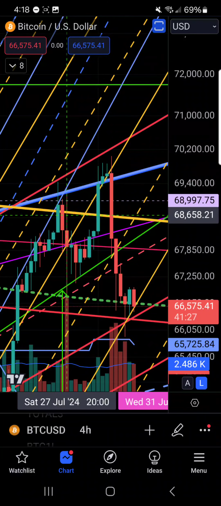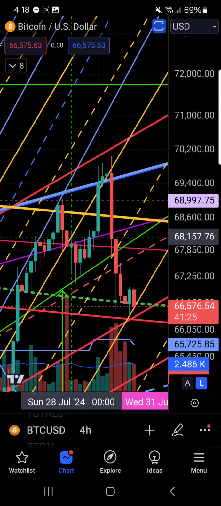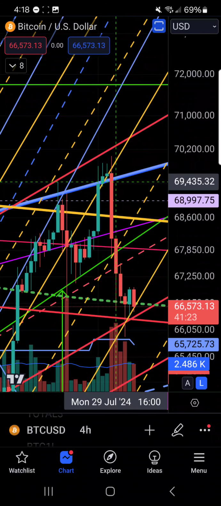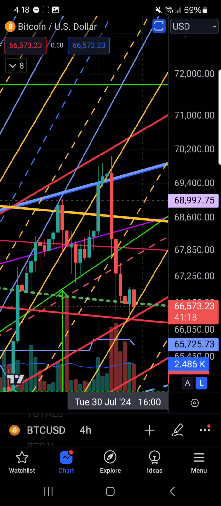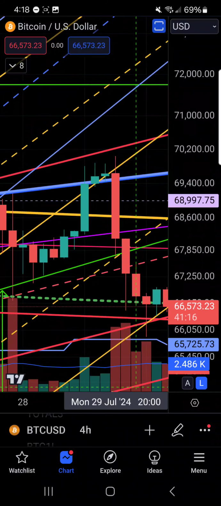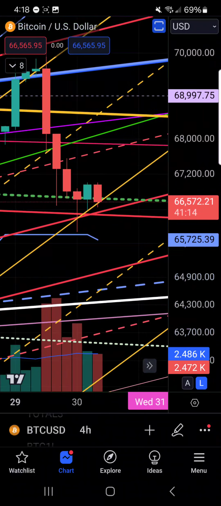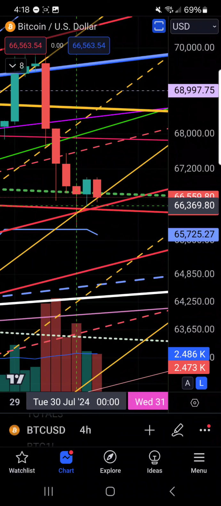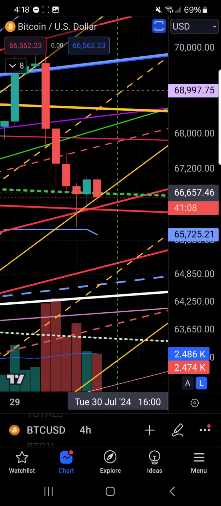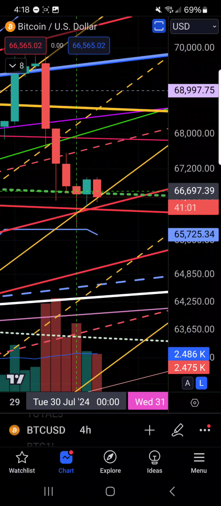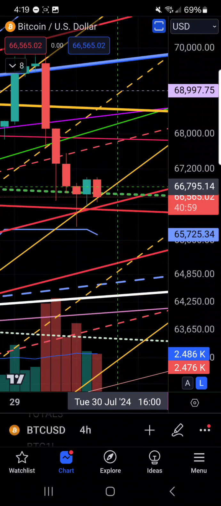We came up here in the orange channel, back down through it, came up again, came back down to where we currently are, the bottom of this orange channel. Now I do believe that we are going to have a little battle here. We're battling with the top of the Gaussian channel represented by the green dashed line here.